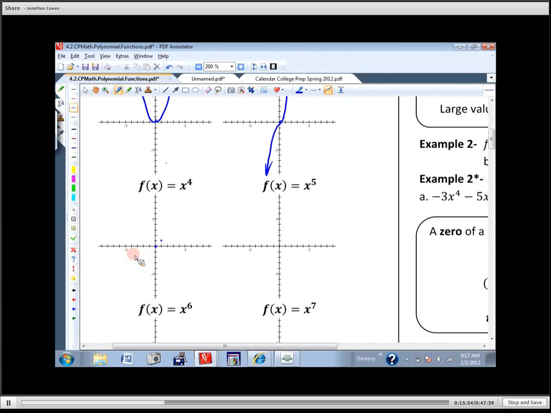Same thing, because it's going to be to the fourth power. If you plug in a negative 2, you get the same answer as if you plug in a positive 2. Okay, so that's going to be way up here. If you plug in a negative 1, you get a positive 1. Don't draw the rest of the graph yet.